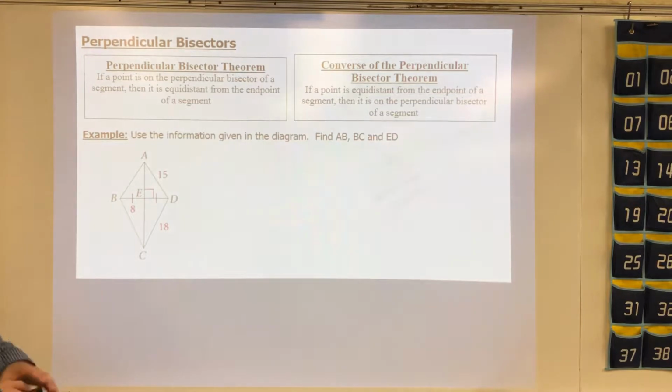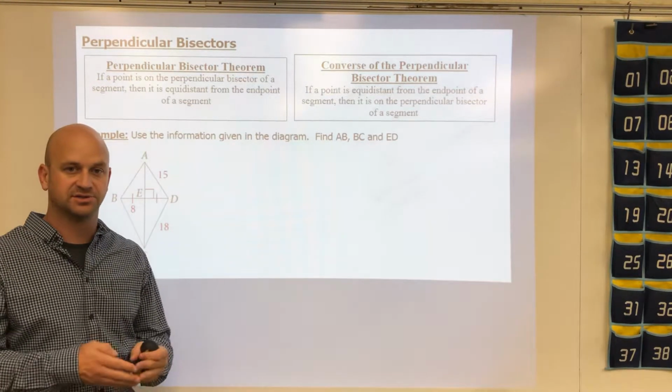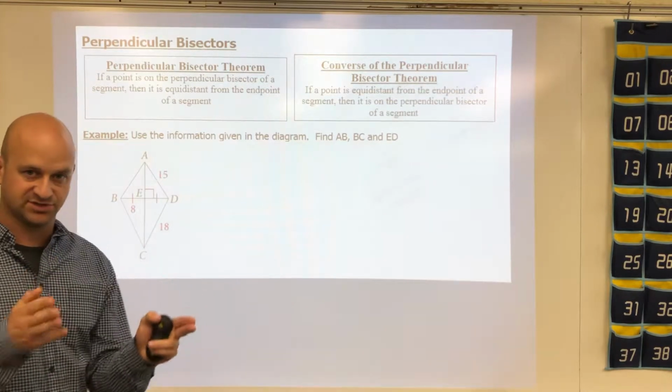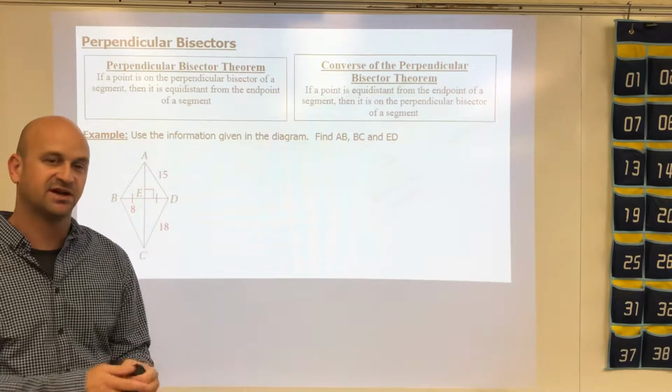All right, the next bisector is called a perpendicular bisector, and a perpendicular bisector is going to be a line that splits another line in half at a right angle. In other words, it's going to split it in half perpendicularly.